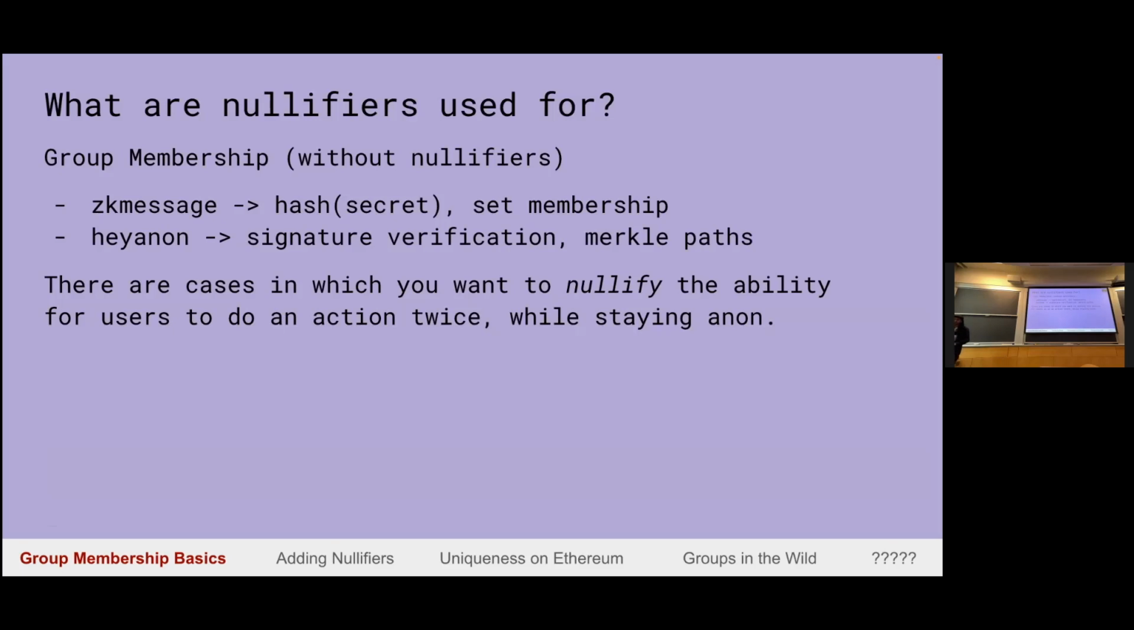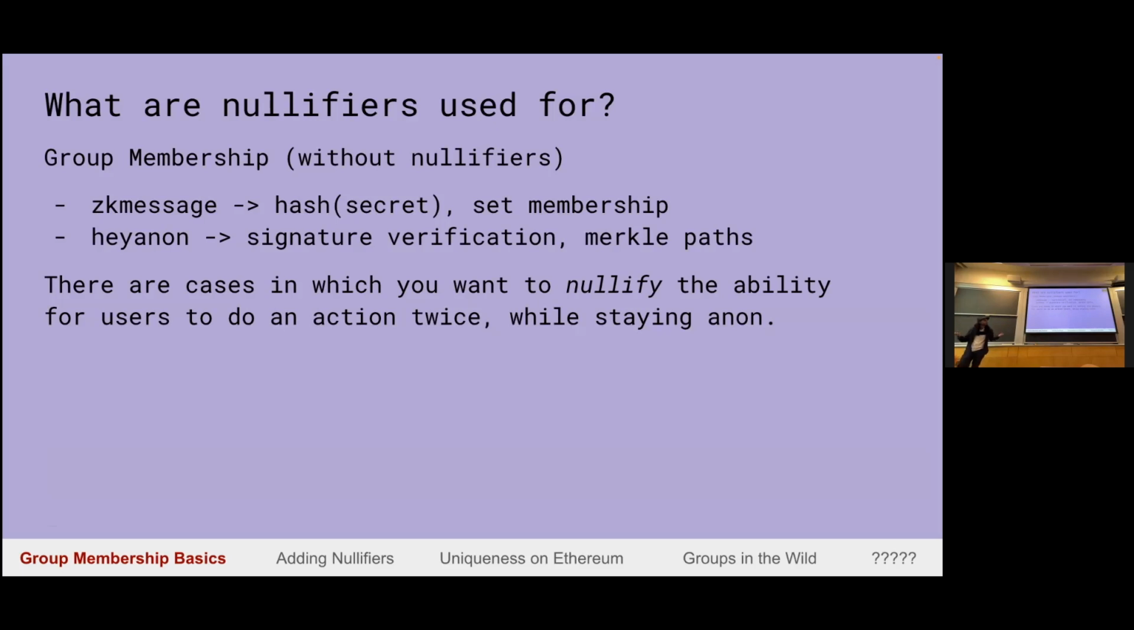Great. So now that we've gone over these two basic group membership constructions, we've seen a number of properties that they have. So ZK message, we saw hashing a secret and set membership. With HeyAnon, we saw signature verification and Merkle paths. But there are use cases in which we want this additional thing called a nullifier.